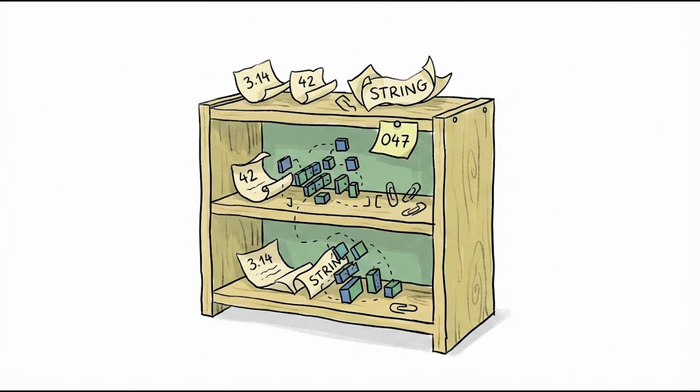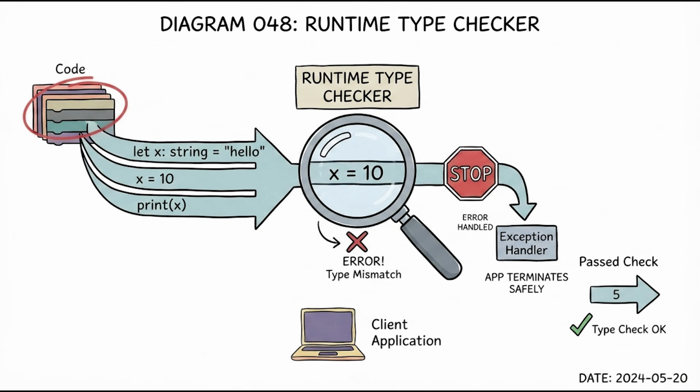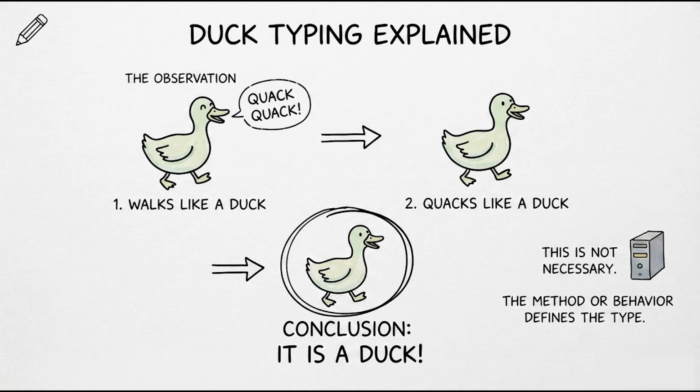The defining trait is development speed. Less boilerplate, fewer declarations. You just move. But types still exist here. They're checked while the code is running, not before. Duck typing takes it further. If it walks like a duck and quacks like a duck, the language treats it like a duck.